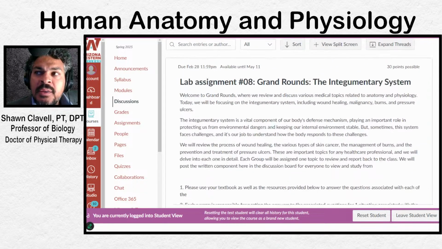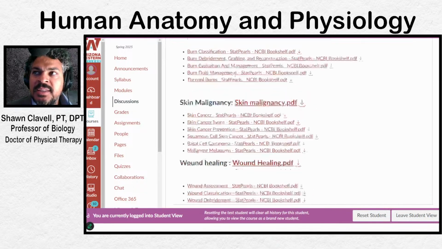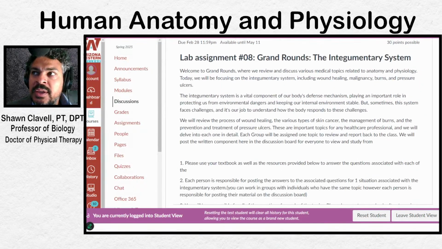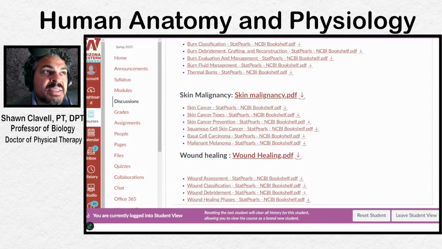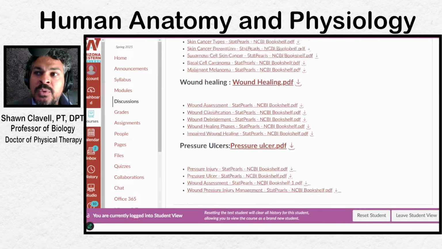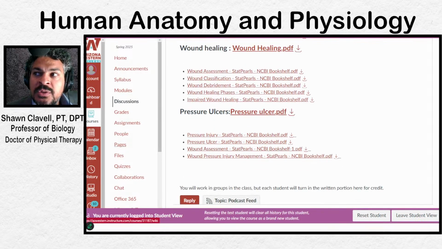So this is our lab assignment. It's called a grand round. You're looking at different medical topics. And again, we'll look at burns, we'll look at malignancy, so cancers, right? Skin cancer specifically, wound healing, pressure ulcers, and the like.